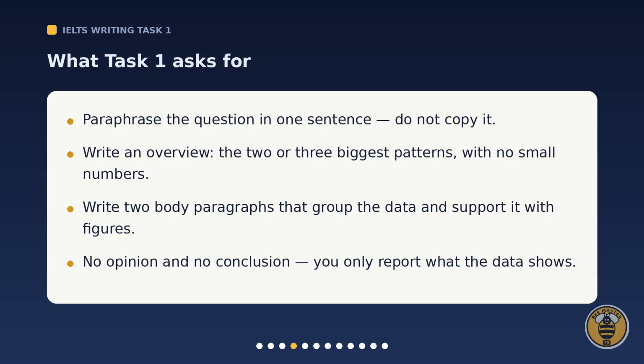Task 1 has a fixed shape. First, paraphrase the question in your own words, then an overview, giving the 2 or 3 biggest patterns, with no detailed numbers. After that, 2 body paragraphs that group the data and back it up with figures. There is no opinion and no conclusion. You simply report what you see.